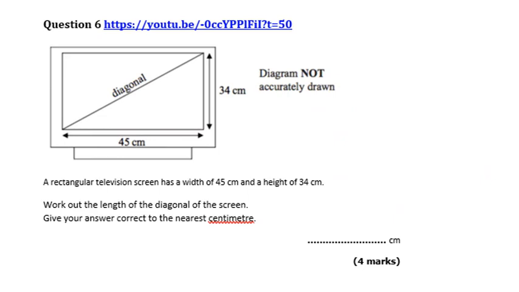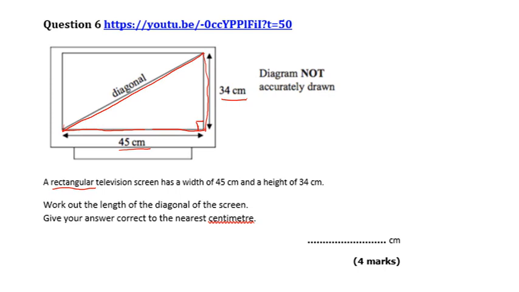Question 6. So a rectangular television screen has a width of 45 and a height of 34. So we read the words, we check the information is shown in the question, add anything else that we can. Now the fact that it says rectangular means that this has to be a right angle. Work out the length of the diagonal. Now you can ignore everything else in the picture. Basically what we've got here now is a right angled triangle. The bottom length is 45, the height there is 34, and we want to find the diagonal.